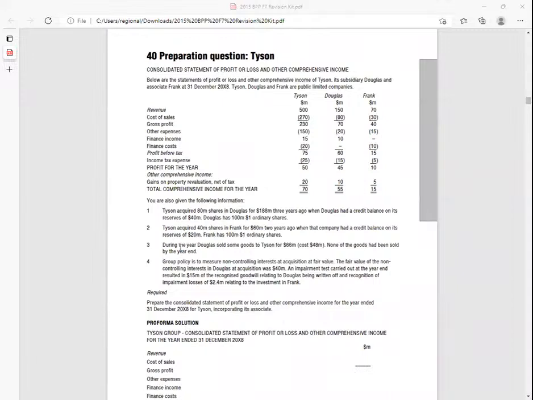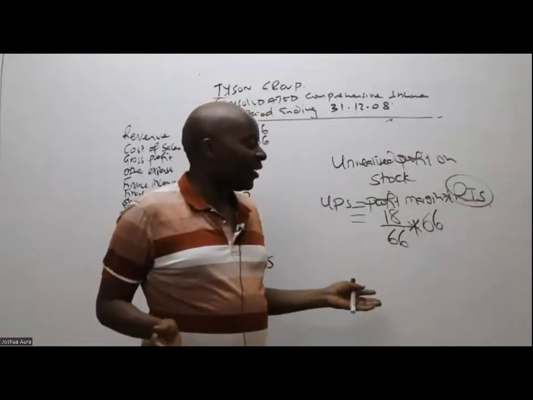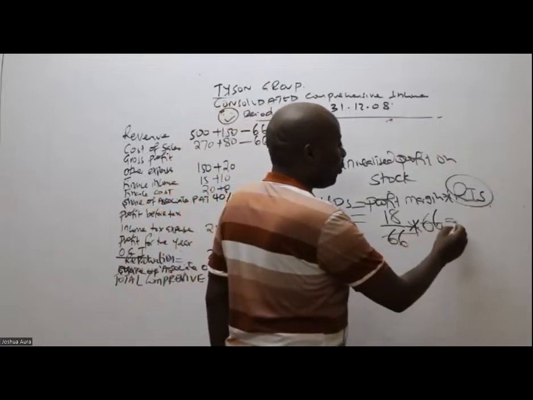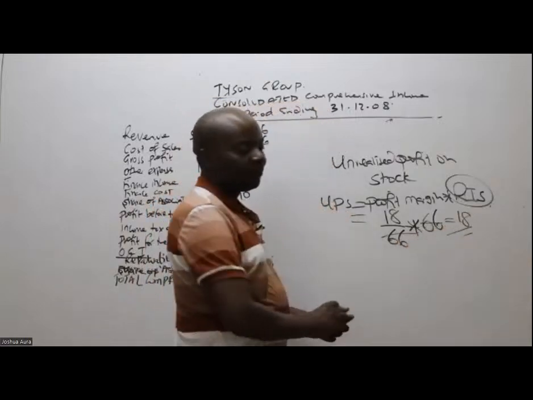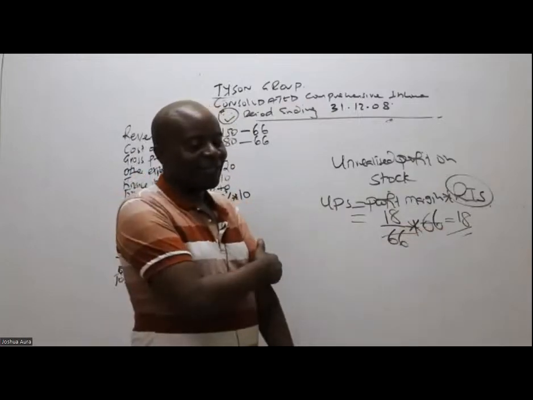During the year, Douglas sold some goods to Tyson for 66. None of the goods had been sold by the end of the year. So all the internal sale was still within the group by year end. So times 66, this will give me what UPS? A UPS of 18. Even if you use 3 over 11, you still get 18.